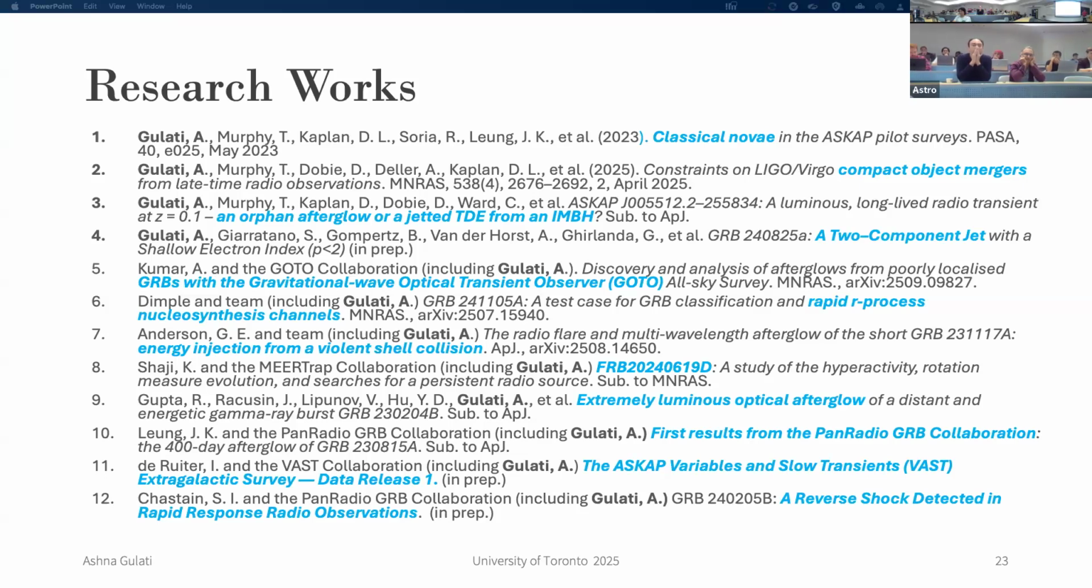How well constrained are the epsilon E and epsilon B parameters at this point for transients like this? For the interesting transients, well, in transients in general, I think, yeah, in general.